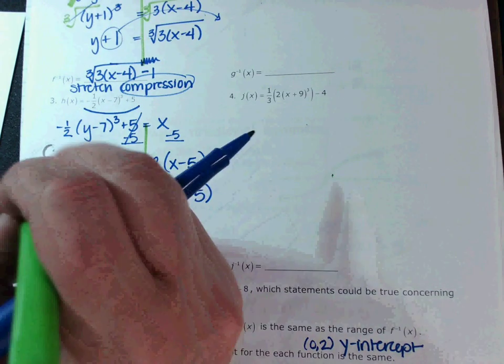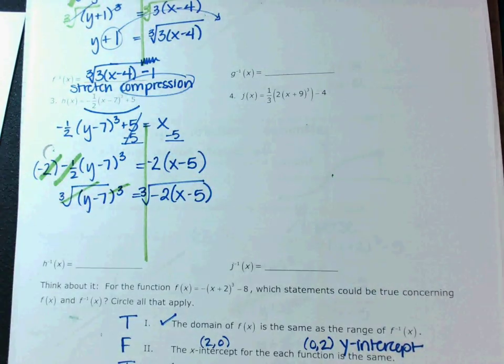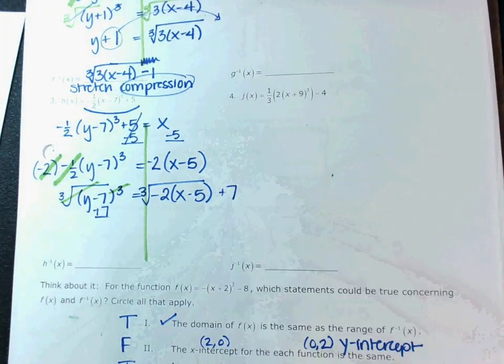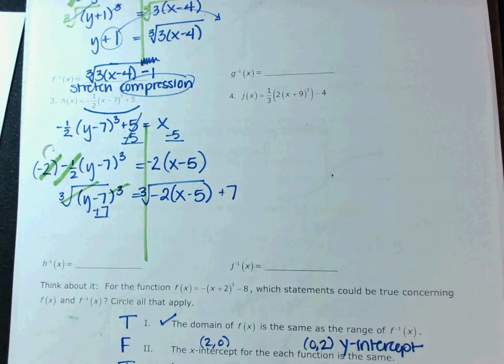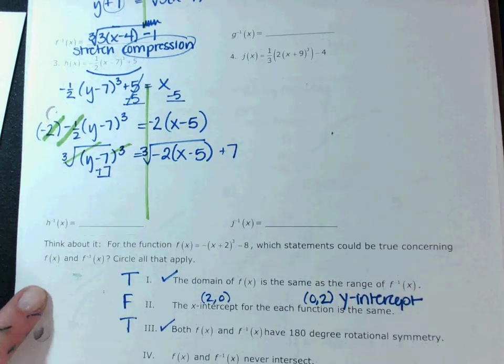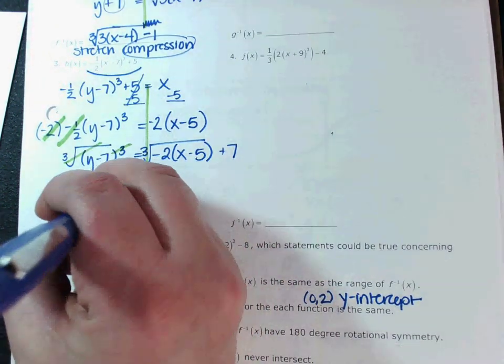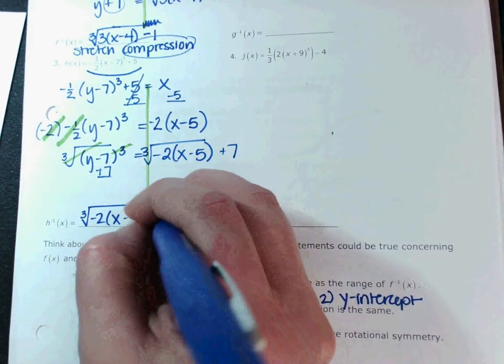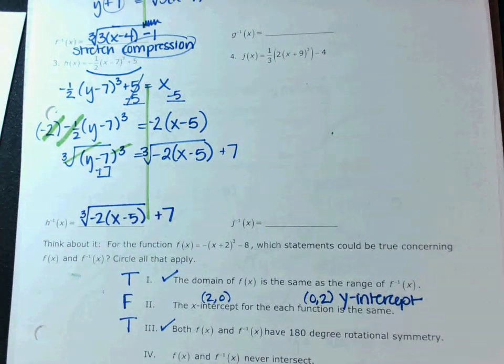Okay, these guys cross out. And then how will I get rid of the minus 7? Okay, plus 7 here and plus 7 here. So my answer, you're just going to write it in the blank, would be the cubic root of negative 2 times x minus 5, and then plus 7. And just like last time, I made my square root a little too long, but your 7 shouldn't be inside.